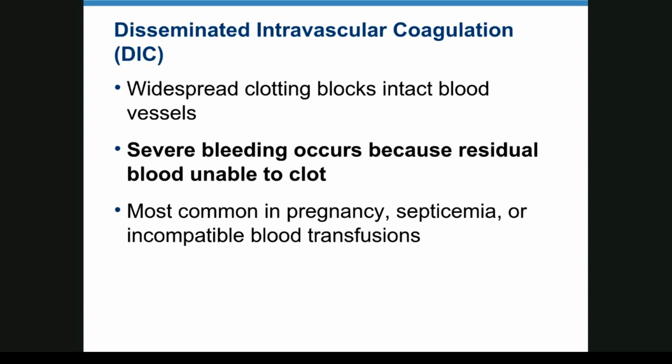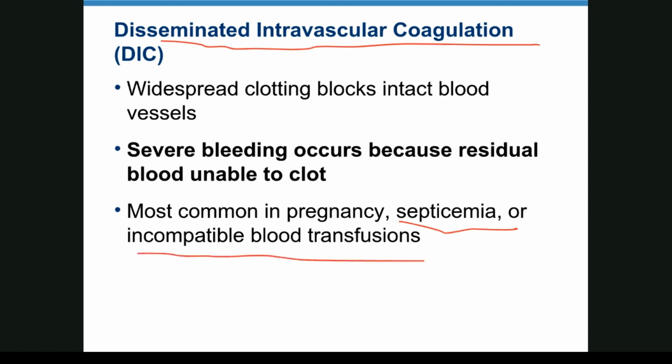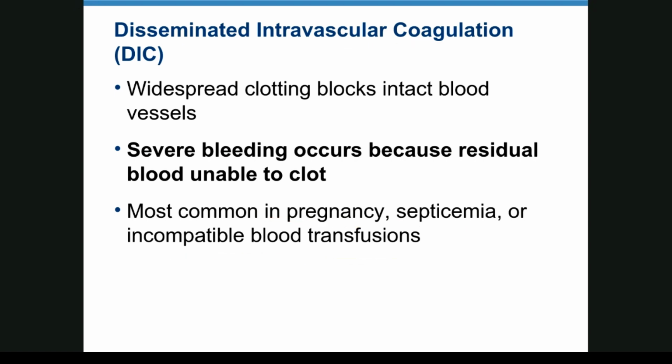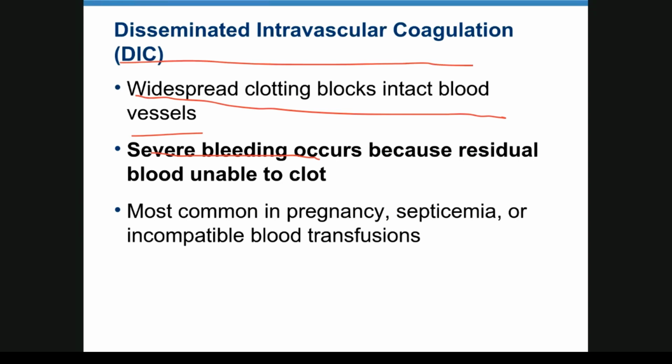Disseminated intravascular coagulation. I've only seen it in my patients in septicemia. It's also common in incompatible blood transfusions or a major complication of pregnancy. But what you have is widespread clotting inside the blood vessels, so little bitty clots. Now, because you used up all your clotting factors, you start to get bleeding, and the patient will end up dying. Basically, disseminated intravascular coagulation generally precedes death, so it's a very bad thing.